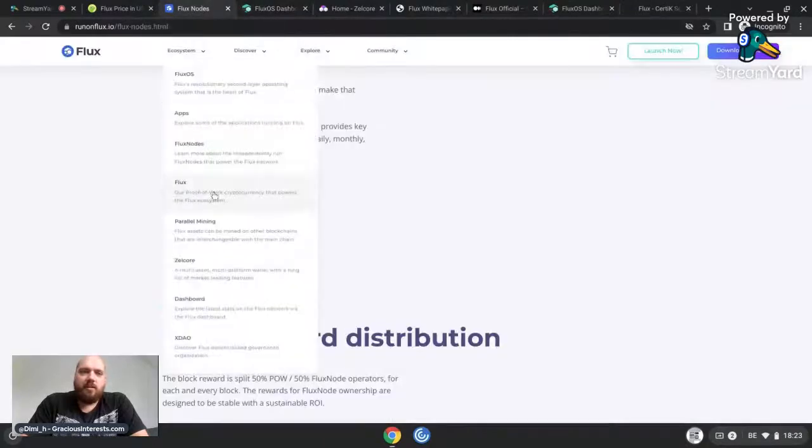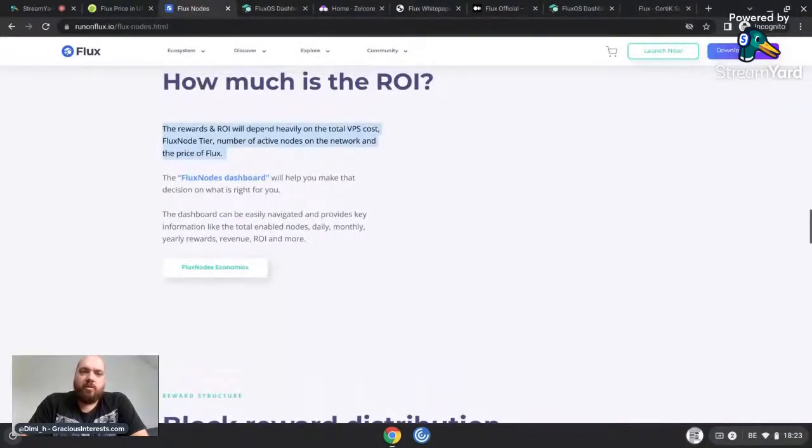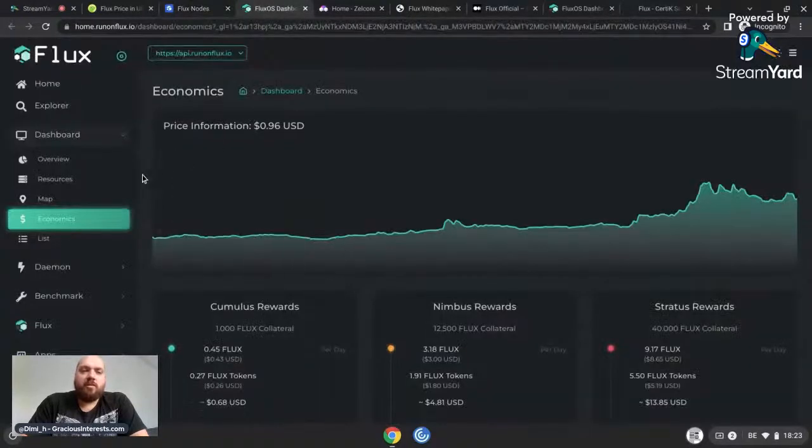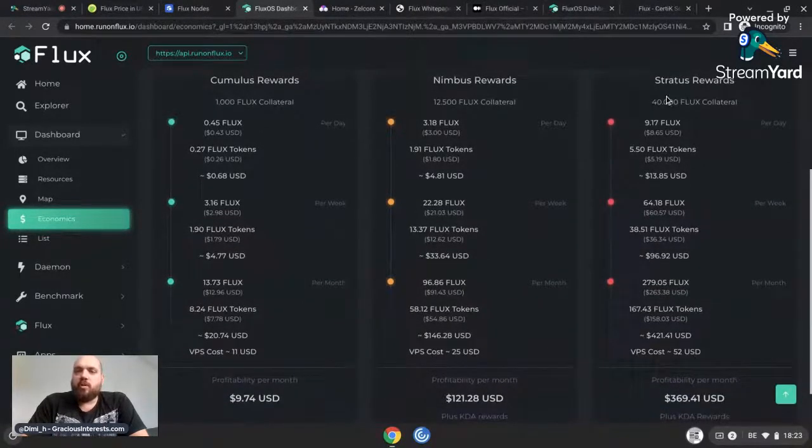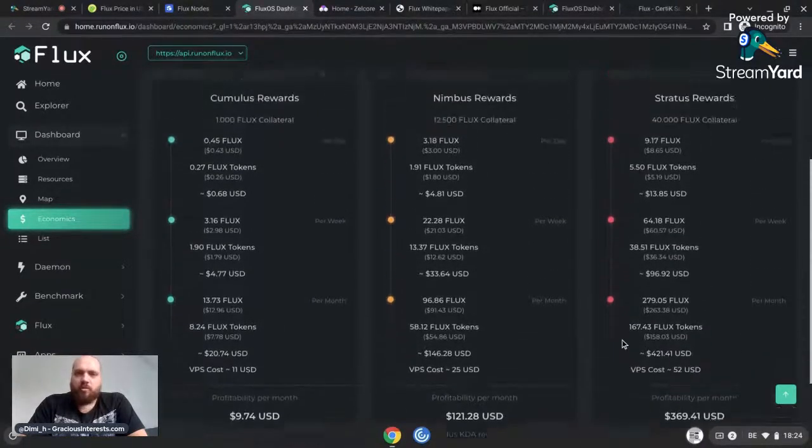So if you dig a little deeper, despite them saying here that it will depend heavily on total VPS cost, Flux node, number of active nodes, price of Flux itself, they are free to say, look, at this current price action for Flux, depending on these programs which have dedicated and specified technicalities, these will be your rewards. And actually, not all too shabby here. Cumulus rewards is very low, only 9.74. But as soon as you pass towards Nimbus or Stratus, it's actually some nice rewards going on.